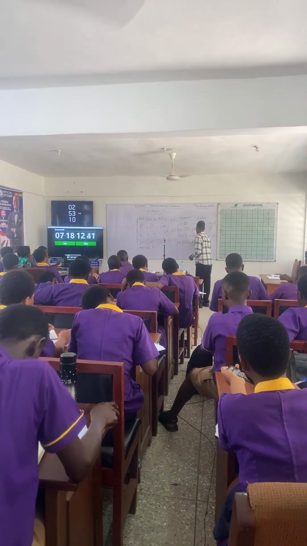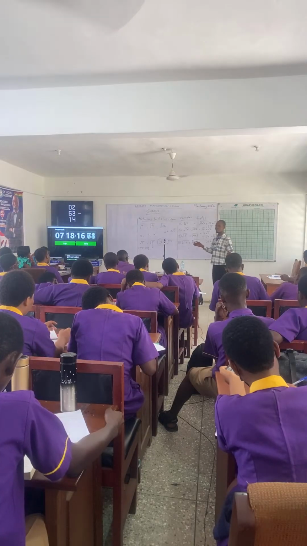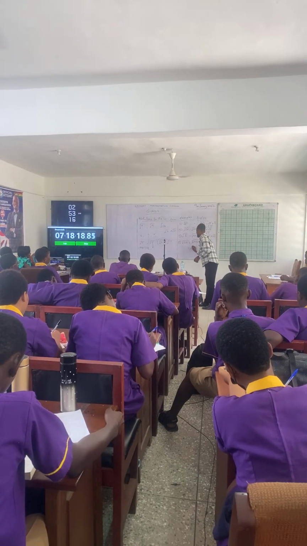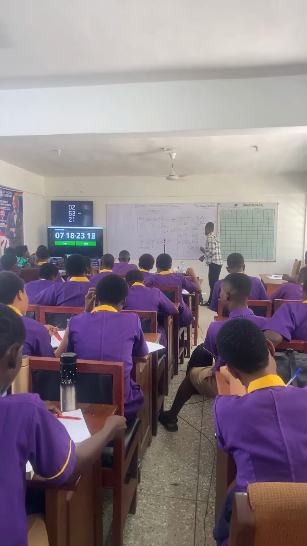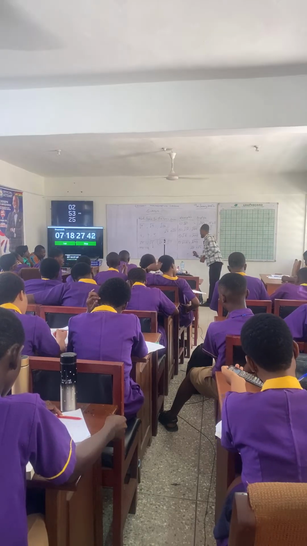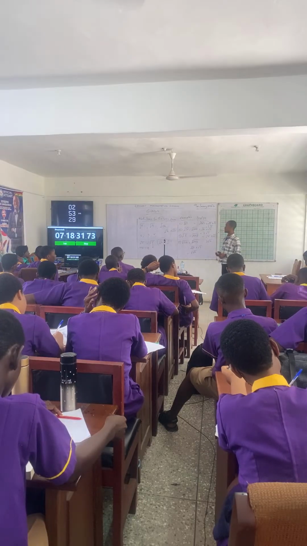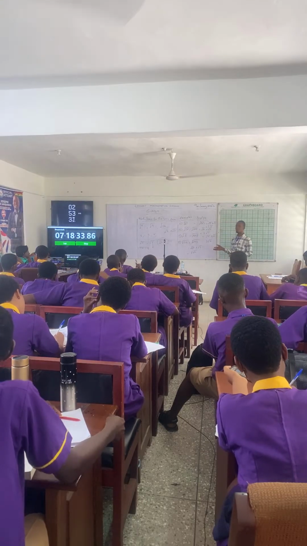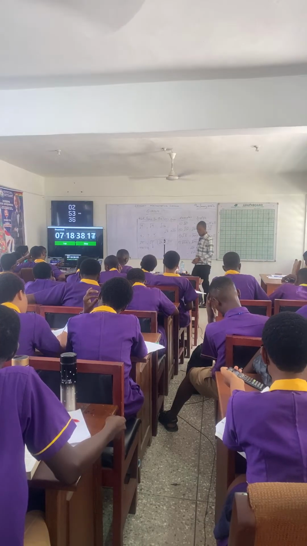64 times 2. Let's write them in two separate roots. We have root 64 times root 2. Find the square root of the perfect square that we have here: 8 root 2. Here's the way we do it to reduce or simplify a given surd.